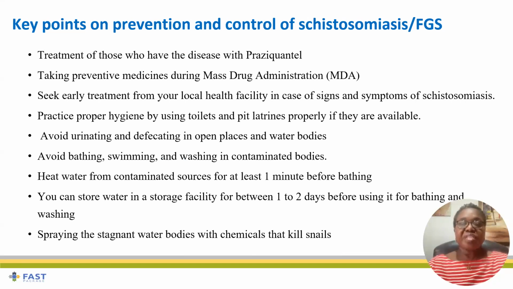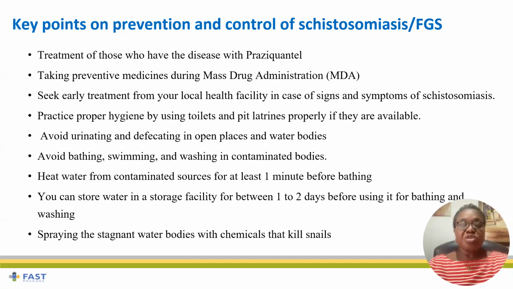So for prevention and control, there's the need to treat those who have the disease with praziquantel. And mainly praziquantel is given during mass drug administration in schools and at the community level. There's a need for people to seek early treatment from our local health facilities in case of any signs and symptoms of schistosomiasis. It's important to practice proper hygiene by using toilets and pit latrines properly if they are available. Where they are not, the community should look at a way of ensuring that people dispose of their waste in the most hygienic and appropriate way.